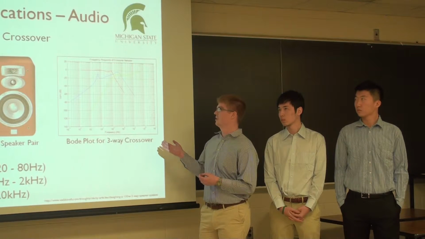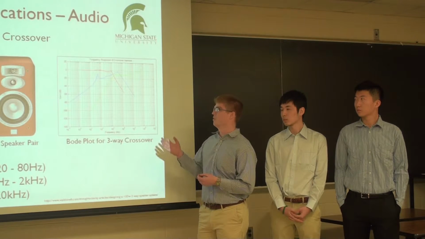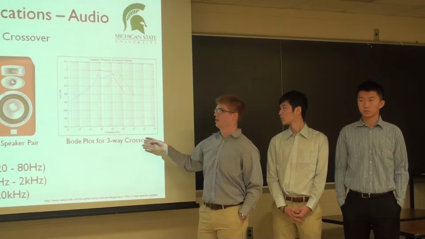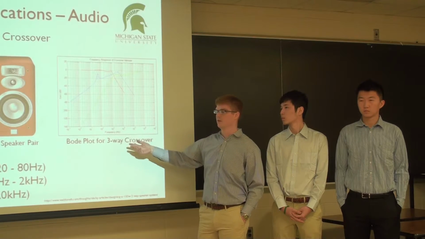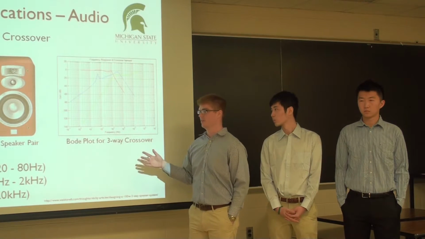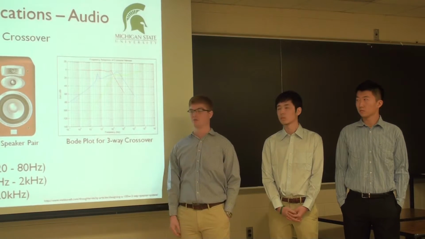This is a typical example of a Bode plot showing the 3 different outputs for each crossover network. And then there's 3 different kinds of speakers: a subwoofer, which handles lower frequencies, a mid-range, and then a tweeter, which handles high frequencies.